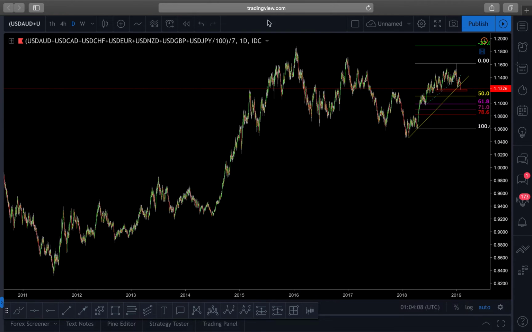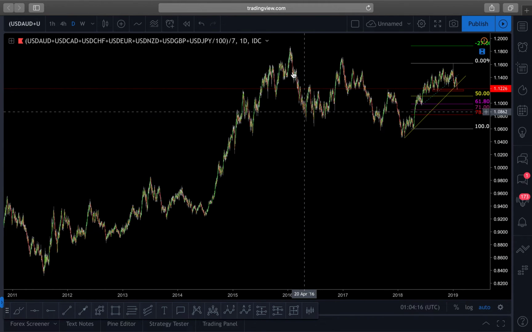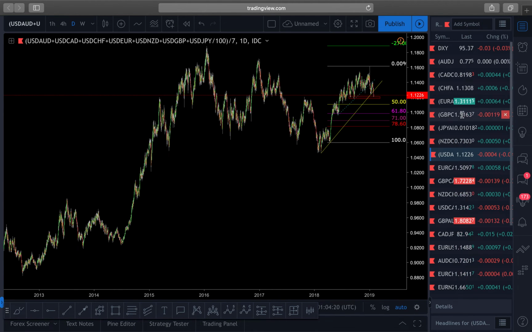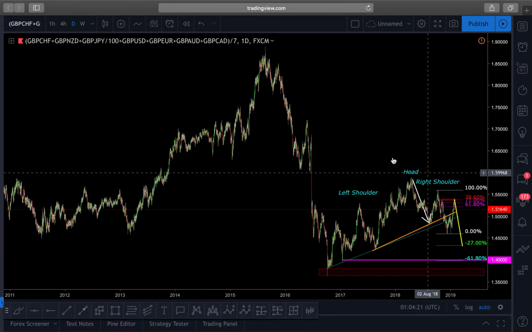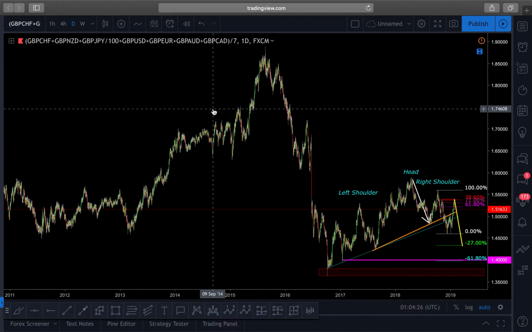Meaning for this, in this specific example that we have the US dollar weighted average, if this market is to go down, US dollar is losing strength across the board. Let's say, for example, for pound, if this market is going to go down, then pound is going to be losing strength across the board.